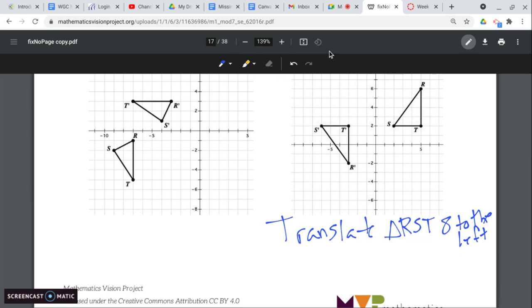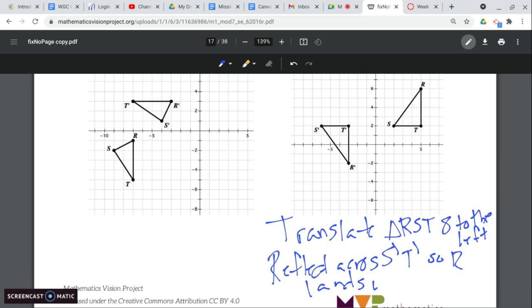Now, how did we end up with R down below? Well, we reflected, right? That's the only way that it could be flipped like that. So we reflect across S prime, T prime. So R lands with R prime. So you can use the fact that we have these points.